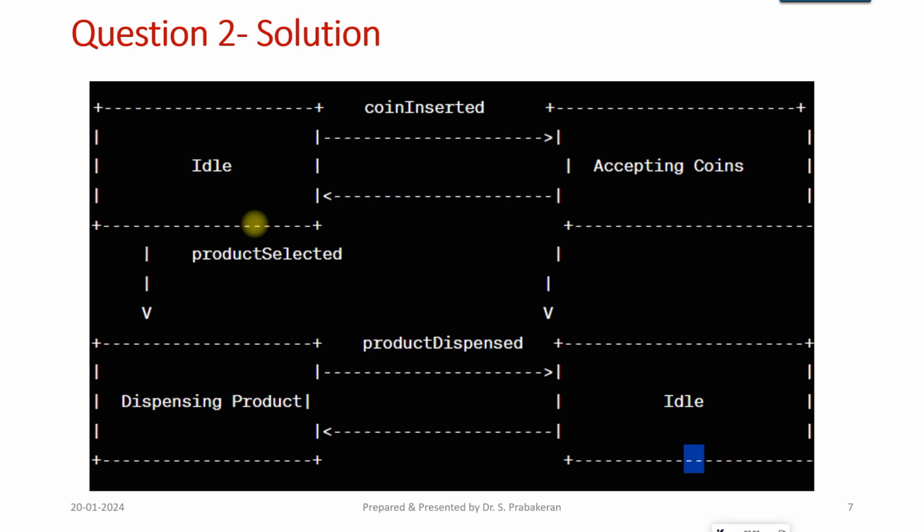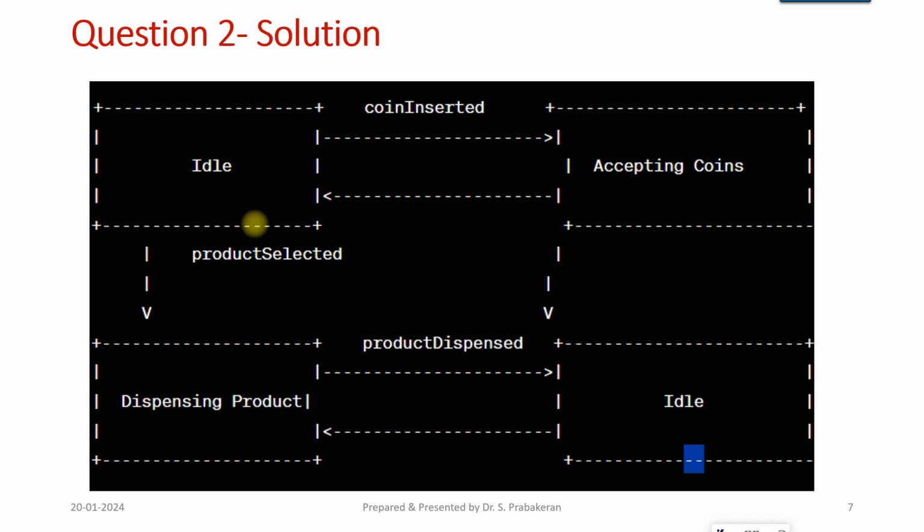Now when a coin is inserted, the vending machine transitions to that particular state where it actively accepts coin. So that is the first transition that we understand from this. Now what is the second transition?